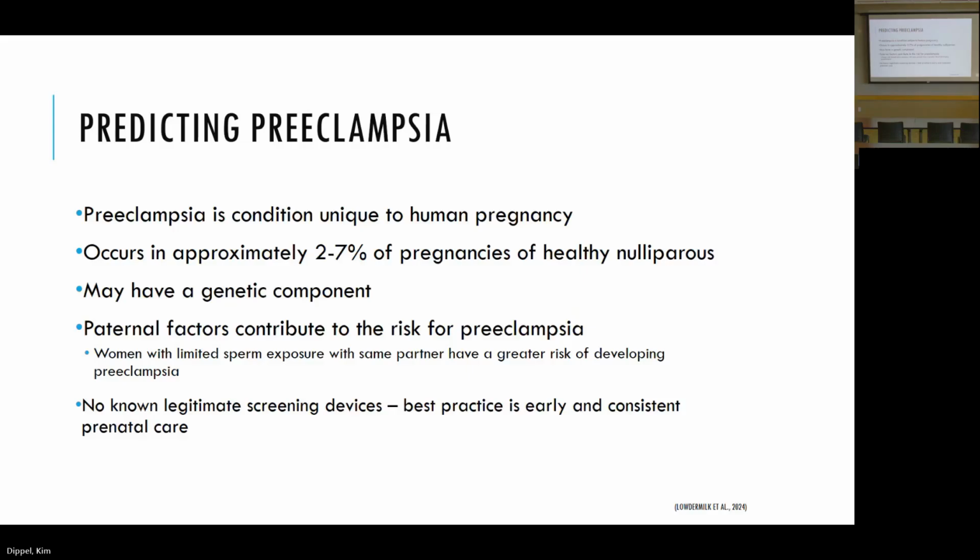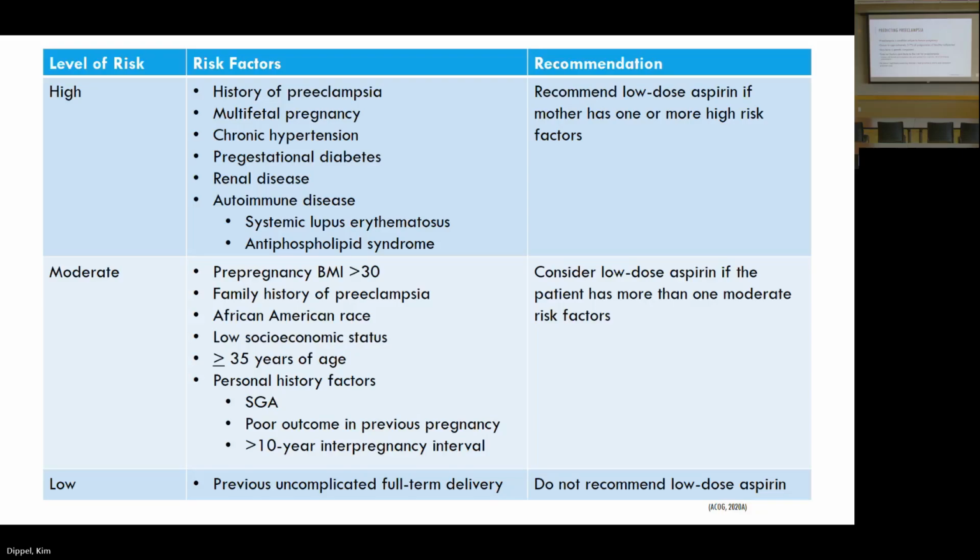It seems more than 2 to 7% of pregnancies of healthy nulliparous women, but it may seem more because we have multiparous people. It may have a genetic component. As I said earlier, for the paternal factors, there's no legitimate screening device at this time. And really the best practice is early and consistent prenatal care. So those of you that have friends that are wanting to get pregnant or have pregnancy, early prenatal care is the key.